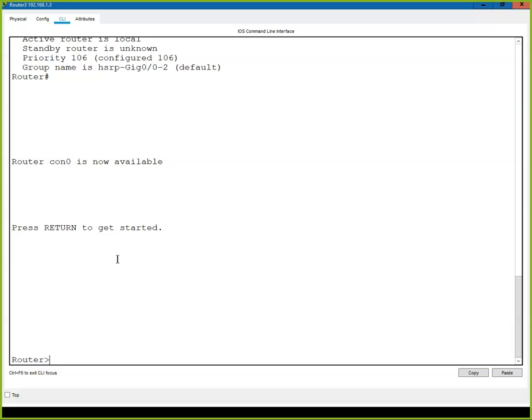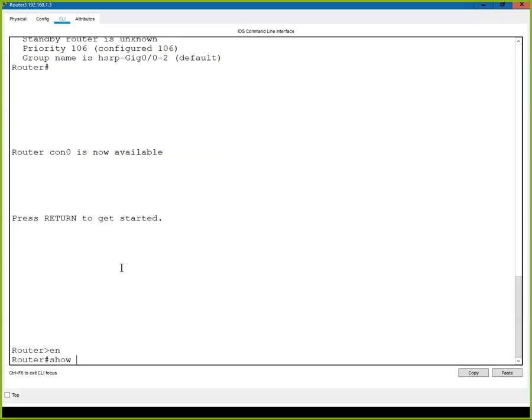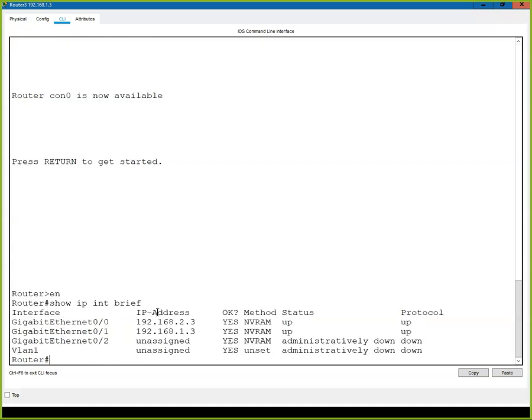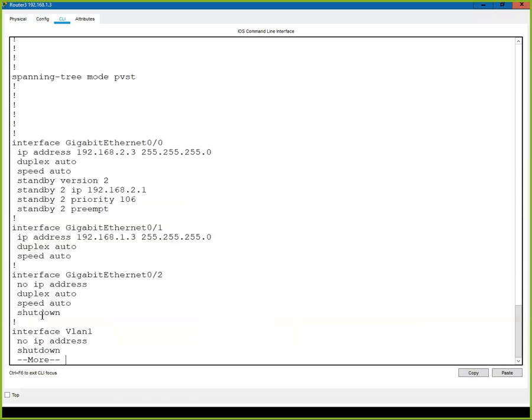I don't know why that is, but it is the standby command. I can show an IP interface brief for this, and in this case 0/0 is the outside interface and 0/1 is the inside interface. They're both up. They both have physical IP addresses. To be sure, yeah, the Gig 0/0 is the outside and the Gig 0/1 is the inside.